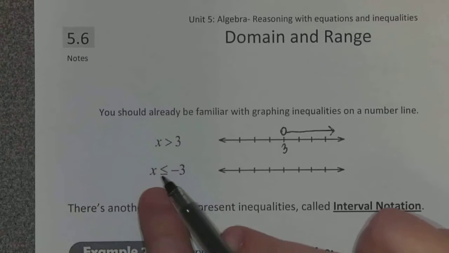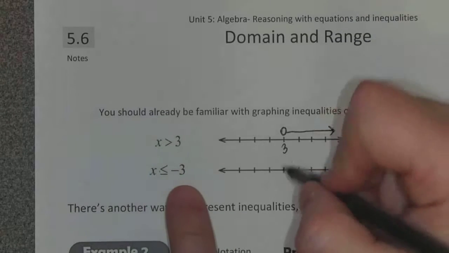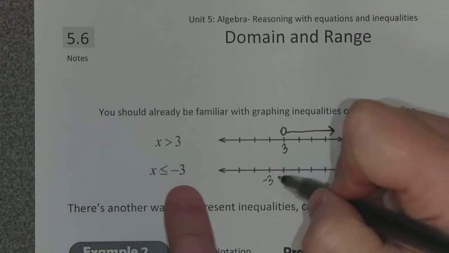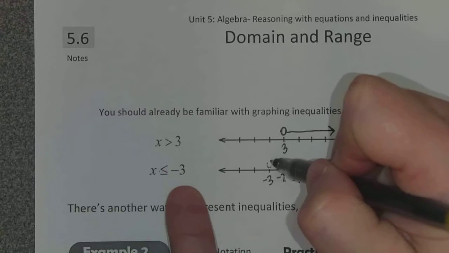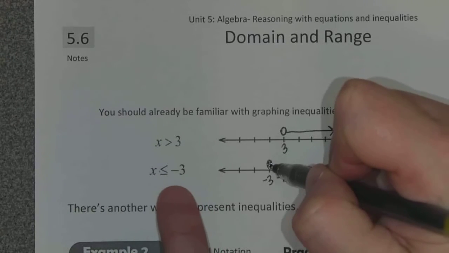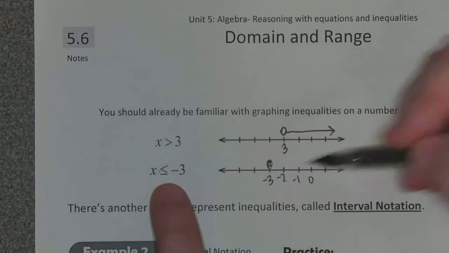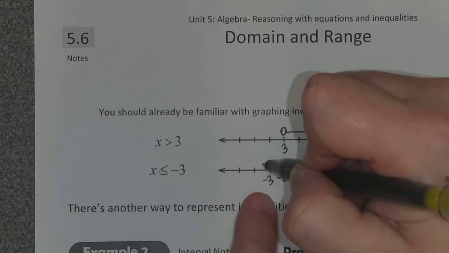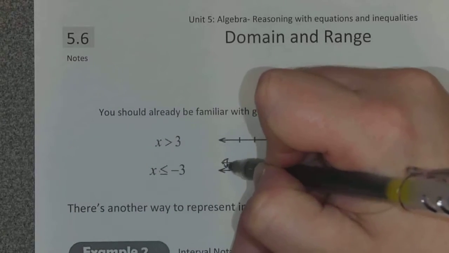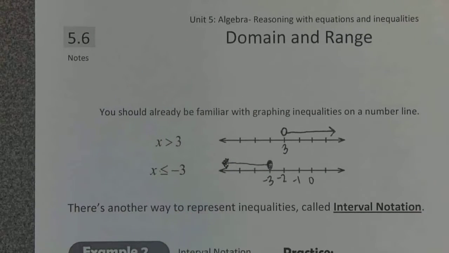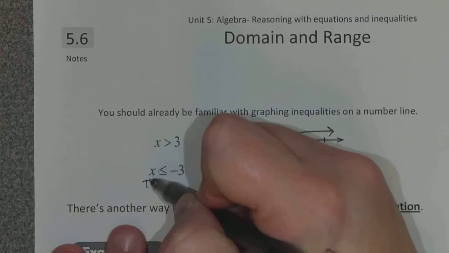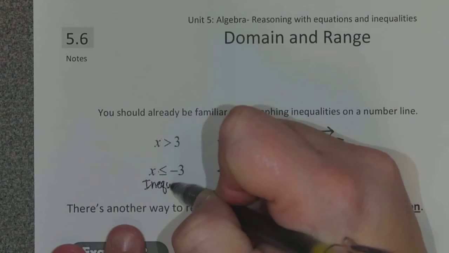Then again on this bottom one, x is less than or equal to negative 3. So I'm going to put negative 3 on my number line. At negative 3 this time I'm going to have a solid dot, and I'm going to graph all of my x's that are less than or equal to that. So I'm going to go to the left because my x's get less than to the left. So again, this is what we call inequality notation.